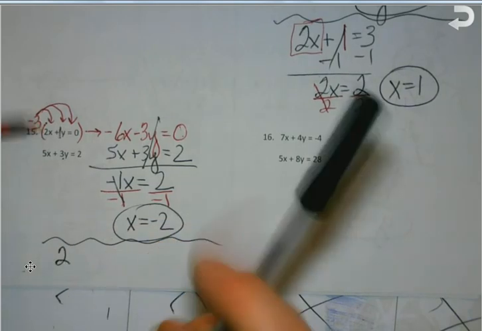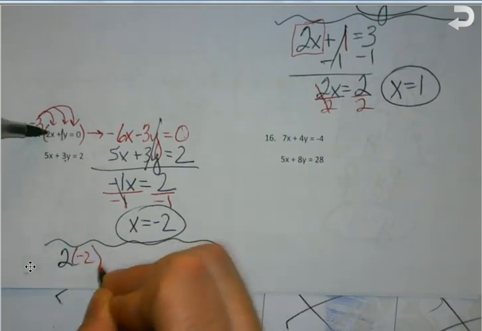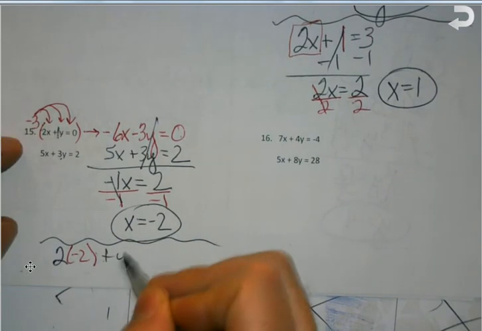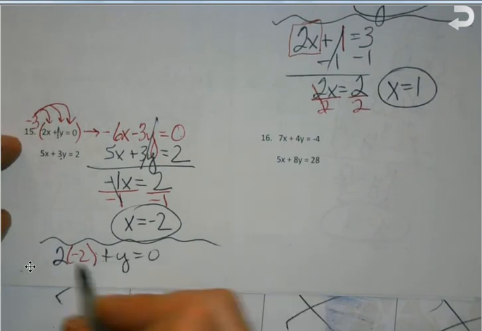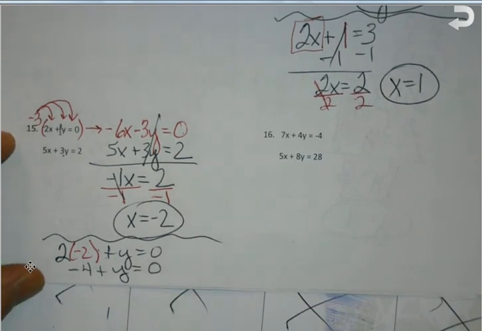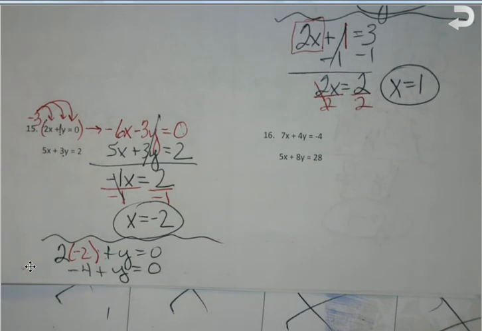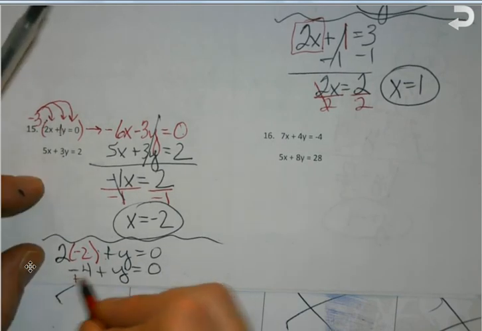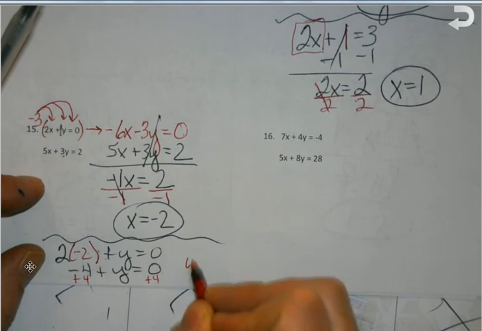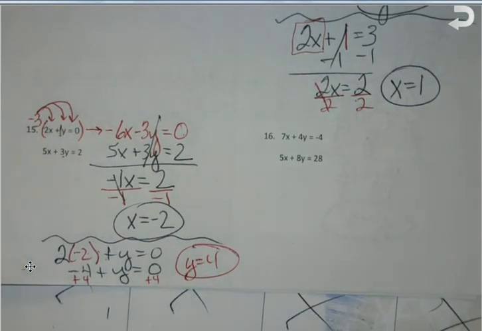2 times x, my x is -2, plus y equals 0. So let's see, that'd be -4 plus y equals 0. At least there's no number in front of y. It's still only going to be one step. How do I get that -4 out of there? Just add it. So y is 4. Okay, but I always have to get 2 variables solved for on these.